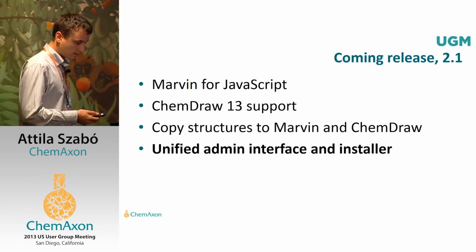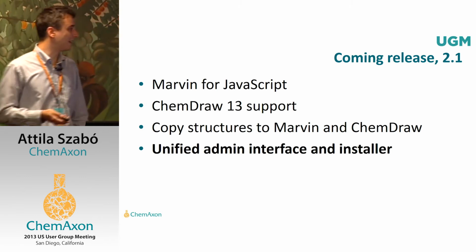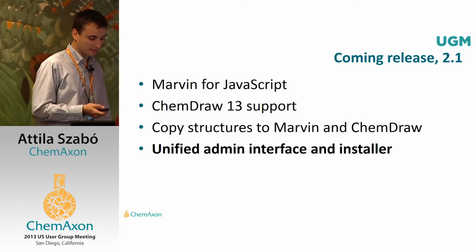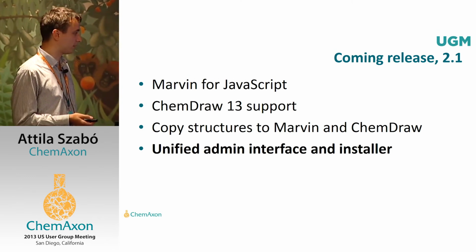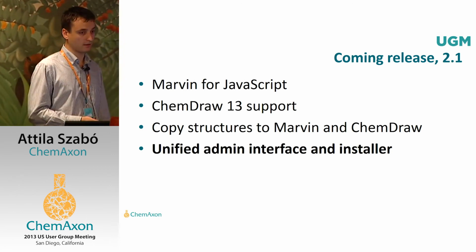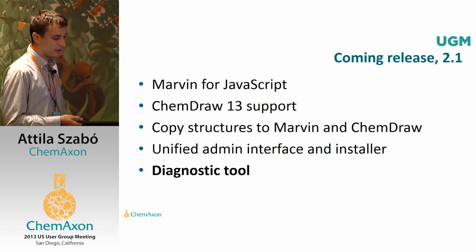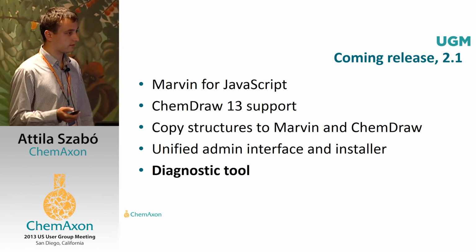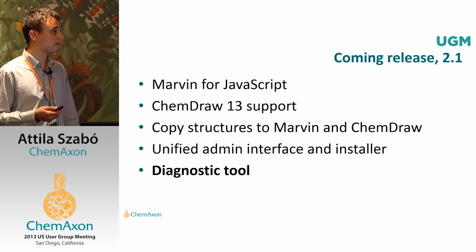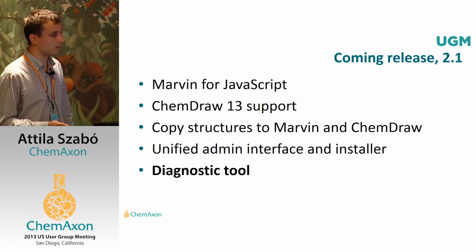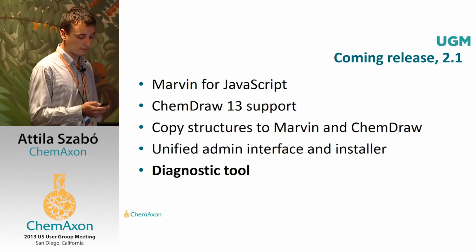The next thing is important for those who are already affected by SharePoint. Historically, JChem for SharePoint search has been separated from JChem for SharePoint, but now the admin interface and installer got unified. And finally, developers started to work on a diagnostic tool, which will hopefully make the installer much more robust, helping to overcome the fact that SharePoint installations can vary a lot at different companies.